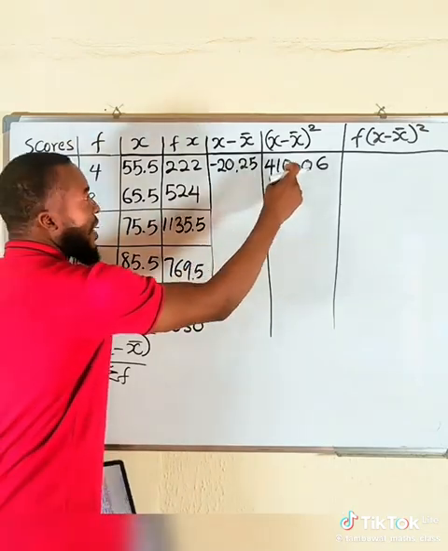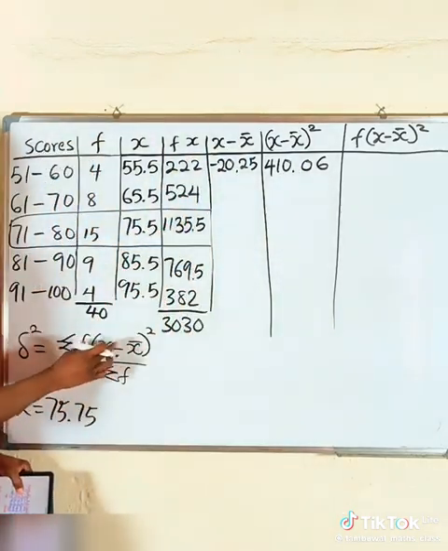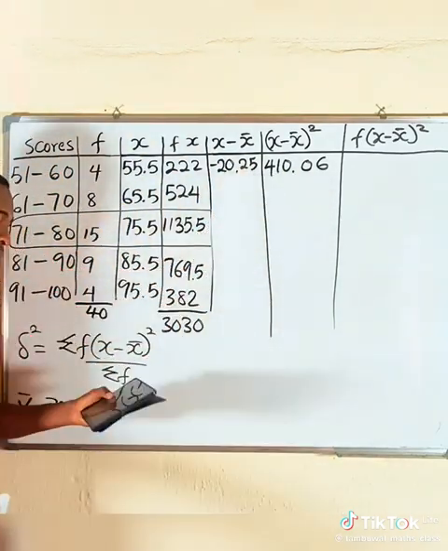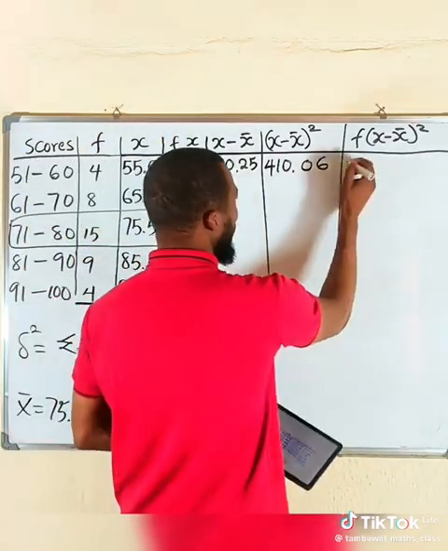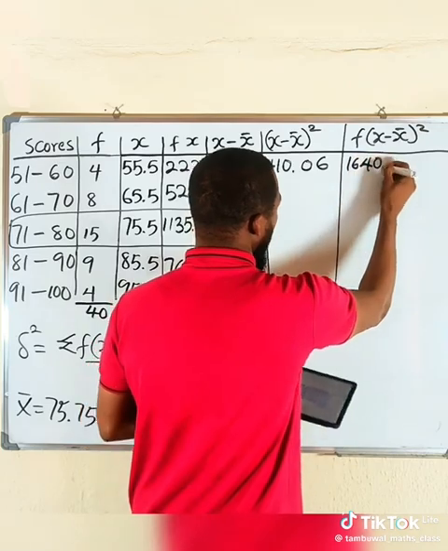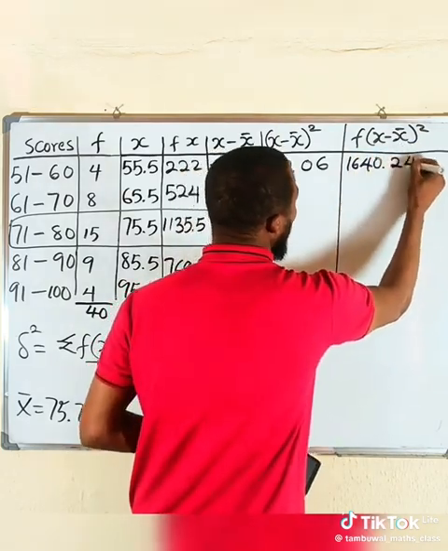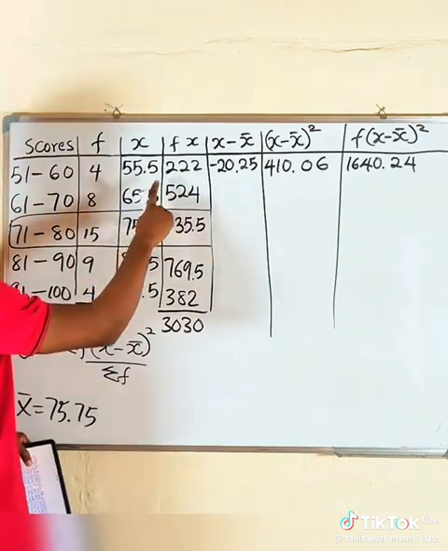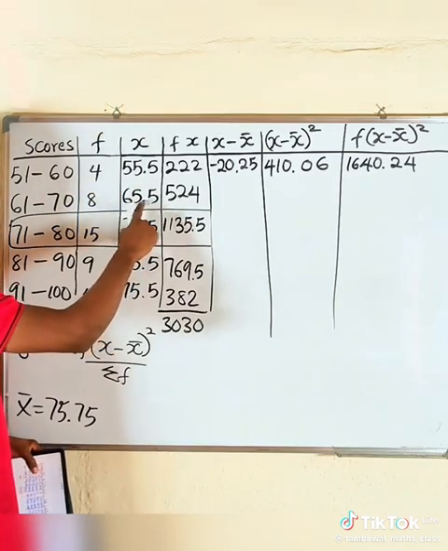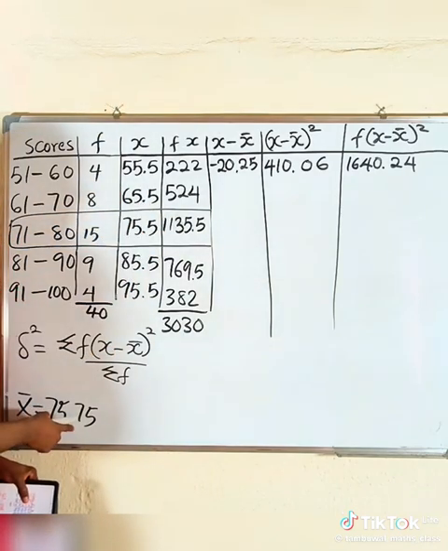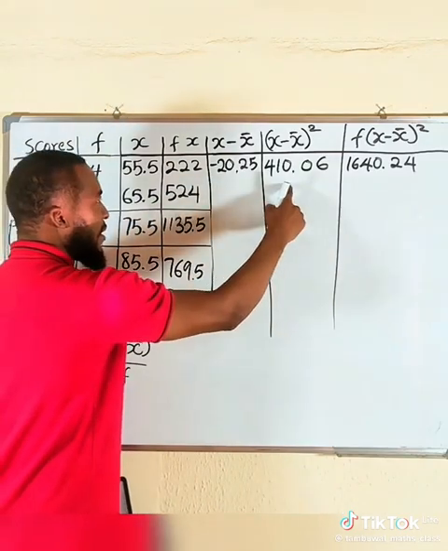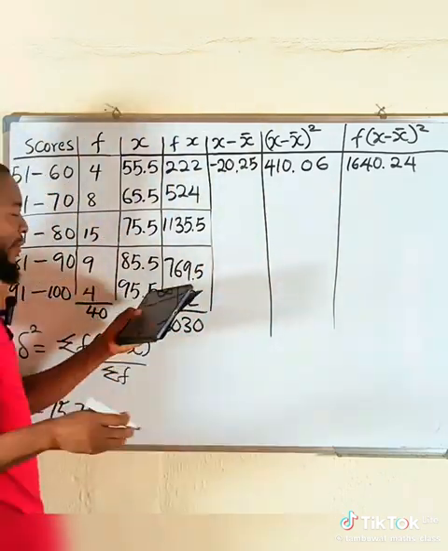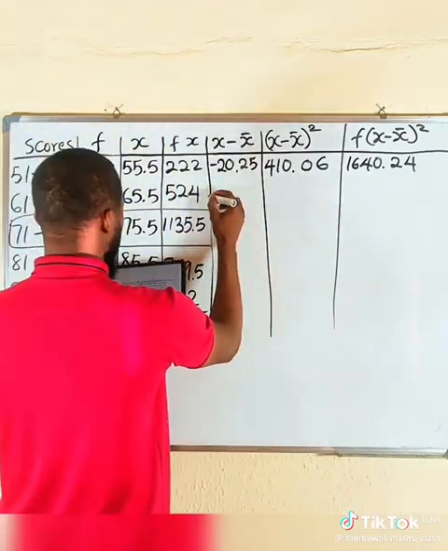Then you take this number again, because we are going to get the whole of f of this one. So this times f. 4 times this number is going to give us 1640.24 in 2 decimal places. We are done with the first one. Take the second one. This one, 65.5, you subtract this one. Whatever you get, you write it here, square that, write it here, take it and multiply by the frequency, write it there. So let me just copy all of them for you, because I have them here.